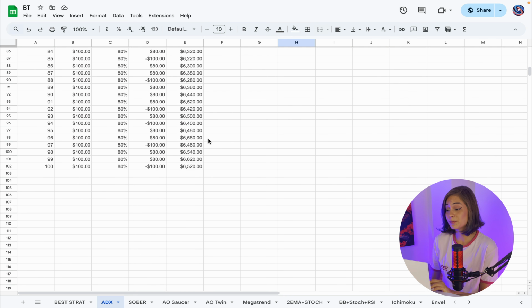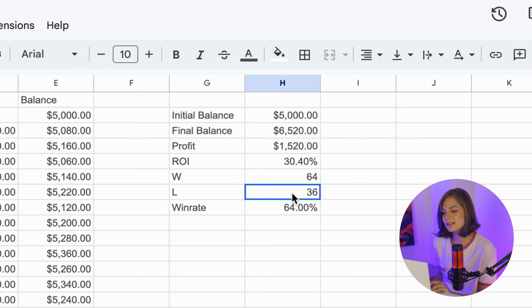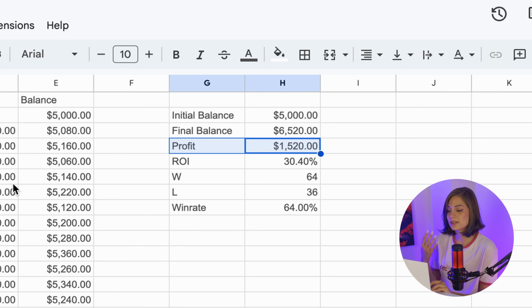Well, we're finally done with the back testing, and let's talk about the results. 64 deals closed in black, 36 closed in red. Win rate, of course, 64%, and the profit is $1,520 with the payout of 80%, even though the strategy is really, really simple.